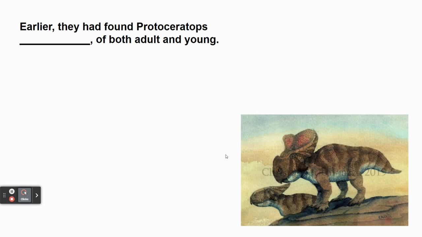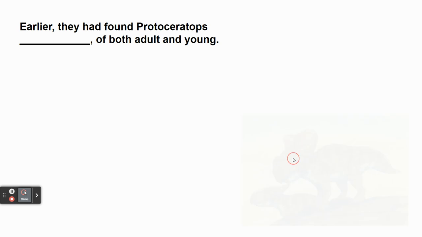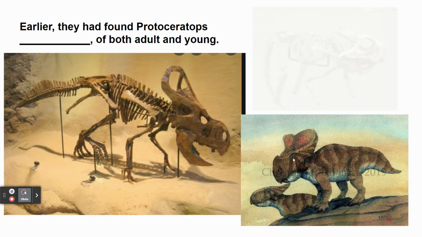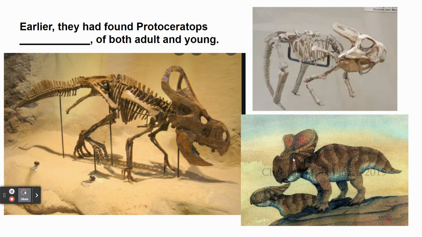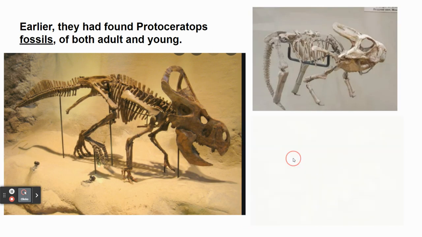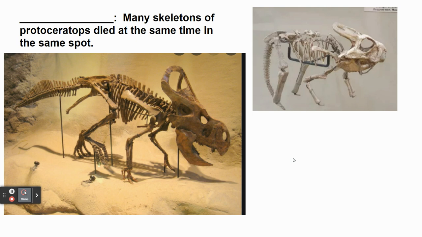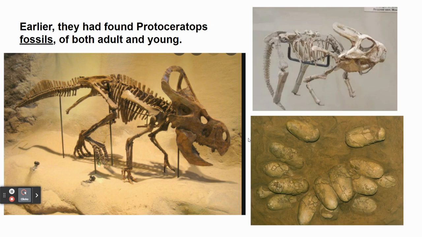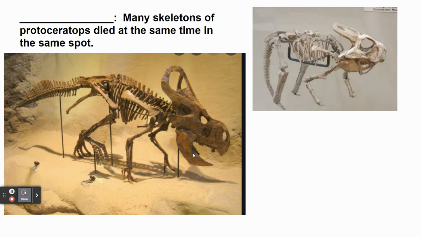Earlier, the paleontologists had found Protoceratops. Here's Protoceratops, right? And they found both young and old Protoceratops in the same spot. They found fossils of both young and old. Back to the slide. They found adult Protoceratops, younger baby Protoceratops, actually all different ages, and eggs. Many skeletons of Protoceratops died at the same time in the same spot. What is that?